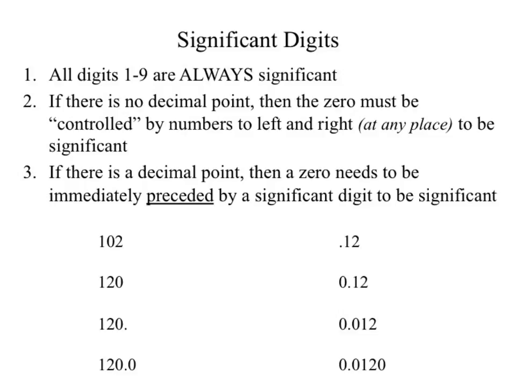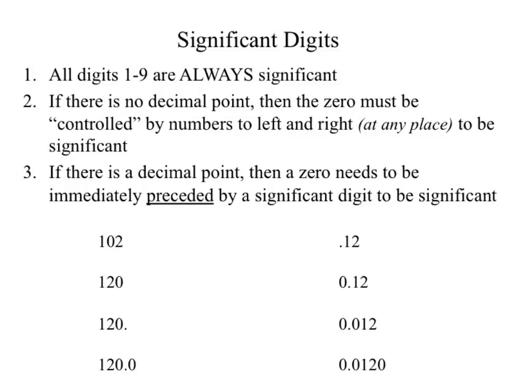Rule 3. If there is a decimal point, then the 0 needs to be immediately preceded, so it needs to be in front of it, by a significant digit to make it significant. If there is no significant digit in front of it, the 0 is a placeholder, and that is it.